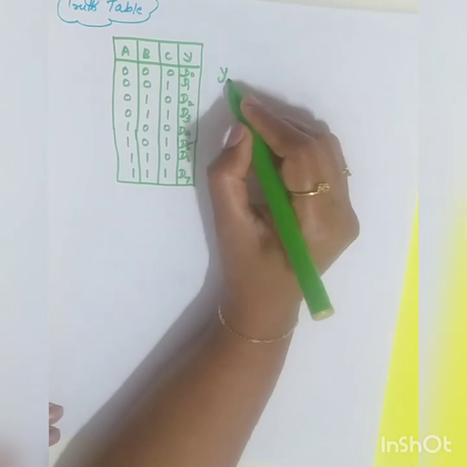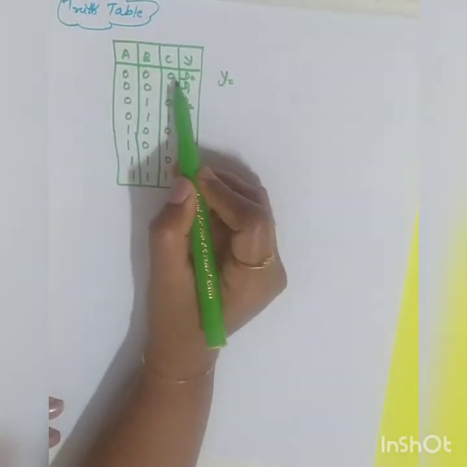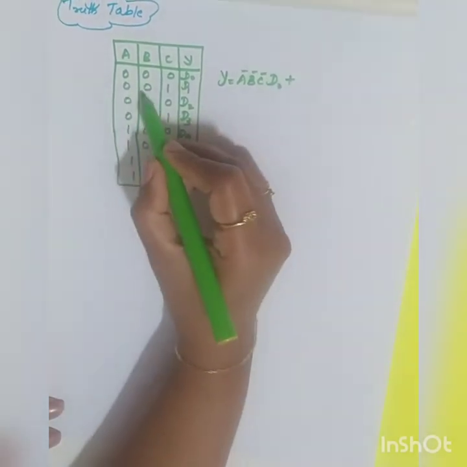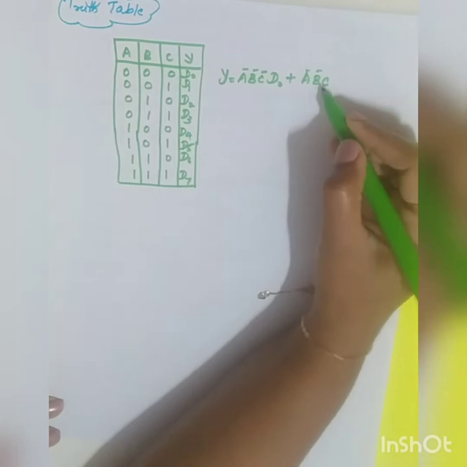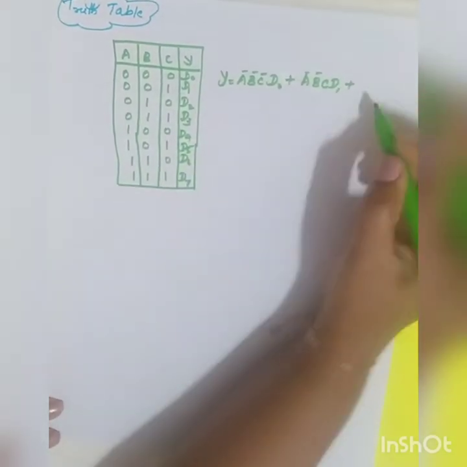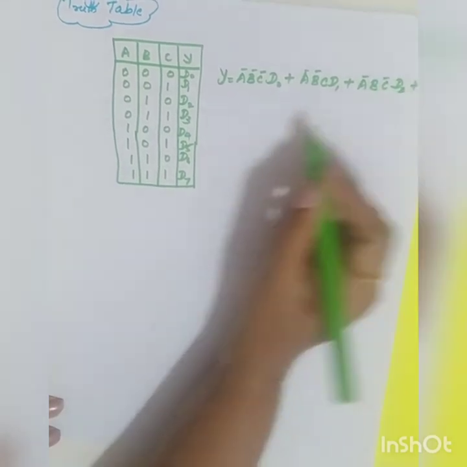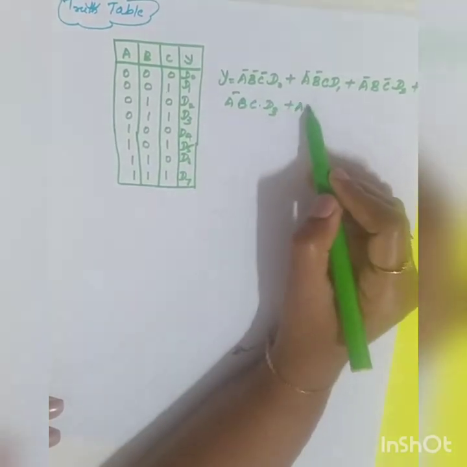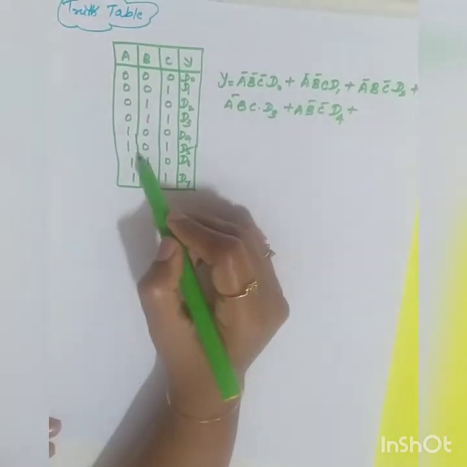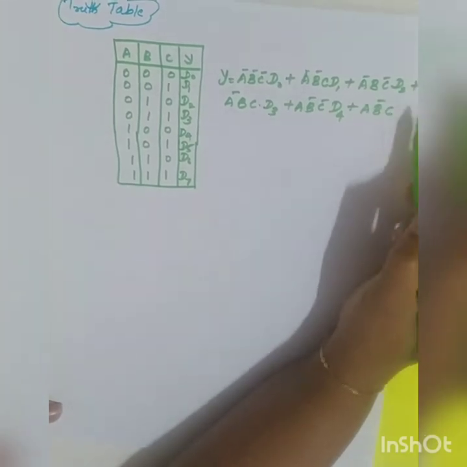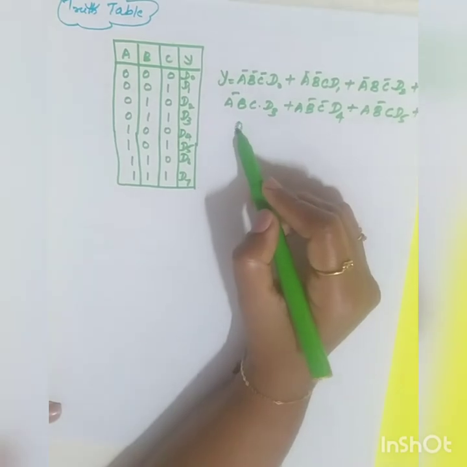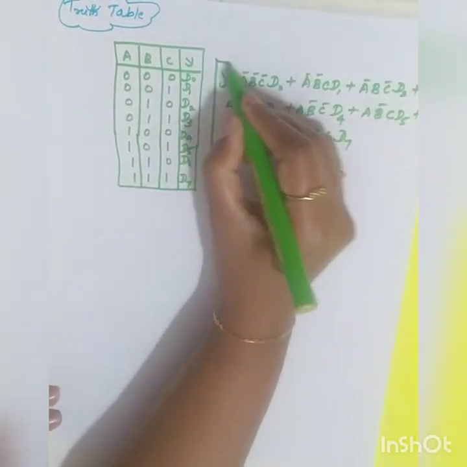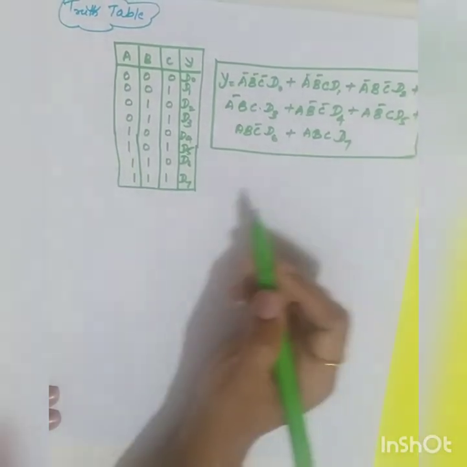Now what will be your expression? Y is equal to A bar B bar C bar into D0, plus A bar B bar C into D1, plus A bar B C bar into D2, plus A bar B C into D3, plus A B bar C bar into D4, plus A B bar C into D5, plus A B C bar into D6, plus A B C into D7. So this will be the output expression for your multiplexer.